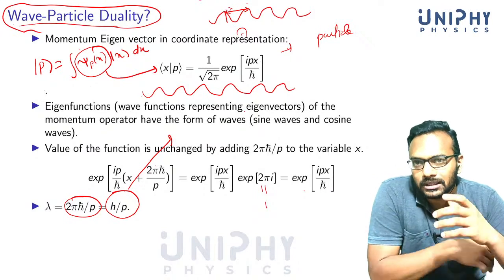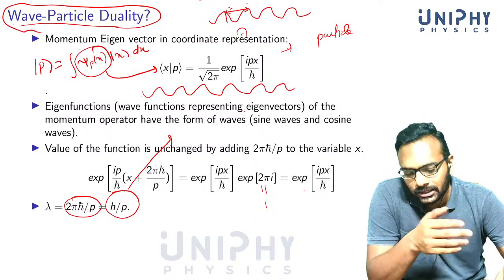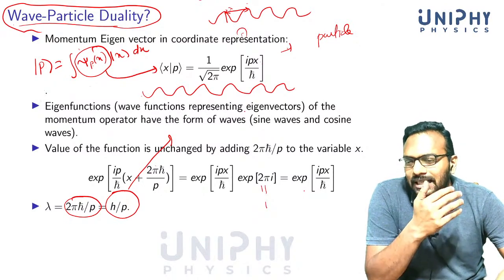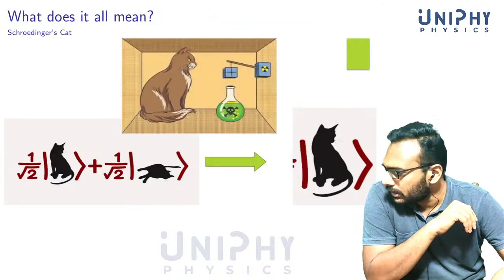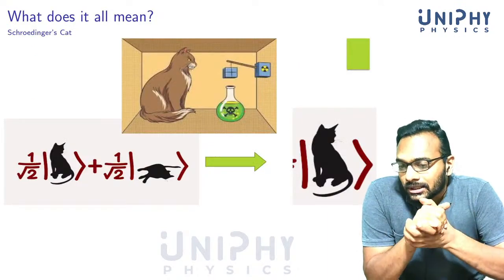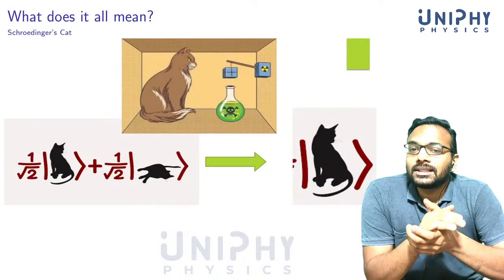At least in this formalism, in the way I have described. Of course, you can think about wave-particle duality also, but I think it's a bit confusing. You don't have to think about it as a wave. Okay. Now comes the million-dollar question: what does it all mean?